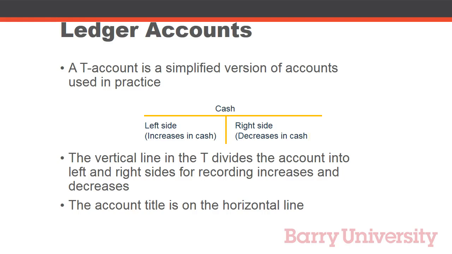A T account is a simplified version of an account. Here we see a cash T account. This would be a cash ledger account. Cash is increased on the left side, or the debit side, and it's reduced on the right side, or credit side. All assets are increased on the left side, the debit side, and reduced on the right side, the credit side. The vertical line in the T account divides the account into left and right sides for recording increases and decreases. The account title, in this case cash, is on the horizontal line.